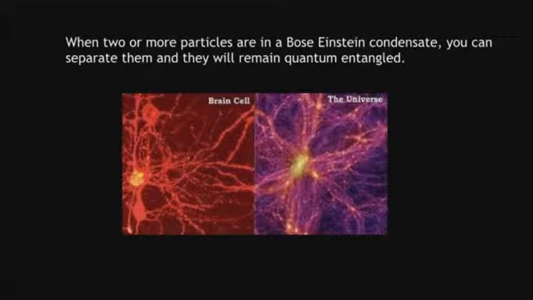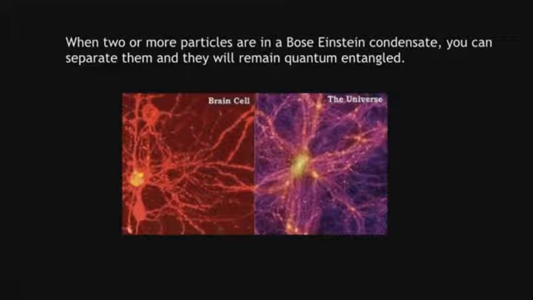And so when two or more particles are in a Bose Einstein condensate, you can then, after that, separate them, and they can remain quantum entangled. So this was a prediction of quantum mechanics decades ago, and only very recently did we have the technology to experimentally confirm it, and it was gloriously confirmed.